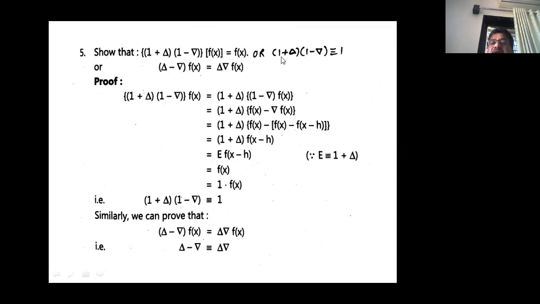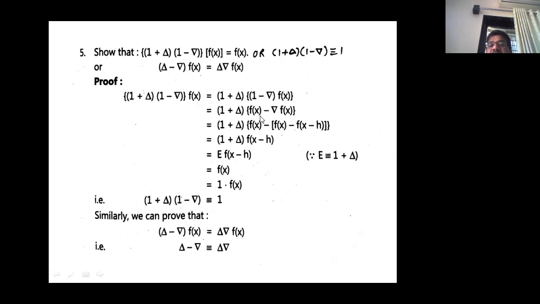And in order to show this, that (1 + Δ)(1 − ∇)fx is equal to fx, that is, multiply both sides by fx. So in order to show this, we have to show this. Okay, so consider the LHS, (1 + Δ)(1 − ∇)fx. Again, f into g of x is f of gx. So (1 + Δ)(1 − ∇)fx, then multiply by fx.